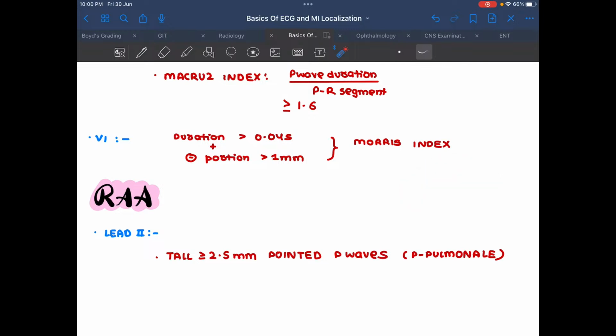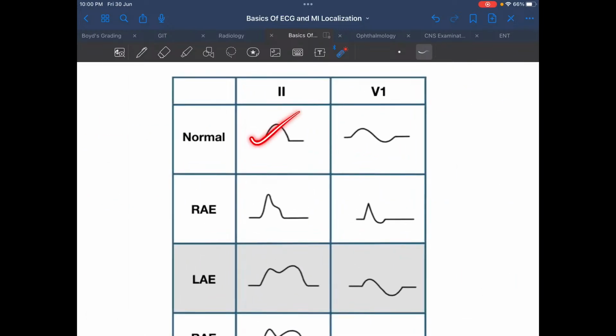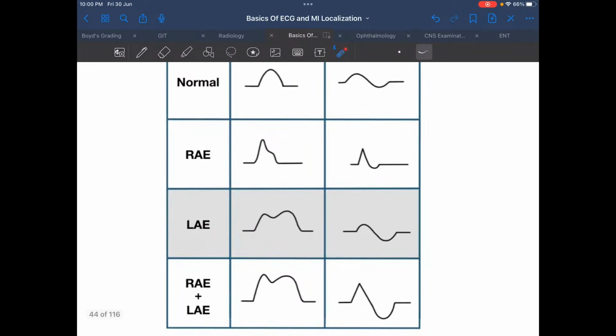What about the right atrial abnormality? In lead 2 I'm going to see tall, more than 2.5 millimeters, pointed P waves, which are known as your P pulmonale. And this is the thing, normal. This is your bifid deflection in your V1, and this is usually less than 2.5 millimeters. If it is more than 2.5 millimeters with the positive deflection more than 1 millimeter, then it's diagnostic of right atrial enlargement. If it is left atrial enlargement, how do I diagnose it? I'm going to see a bifid P wave with more than 40 milliseconds of gap between the P waves, or it is broad by more than 110 milliseconds.